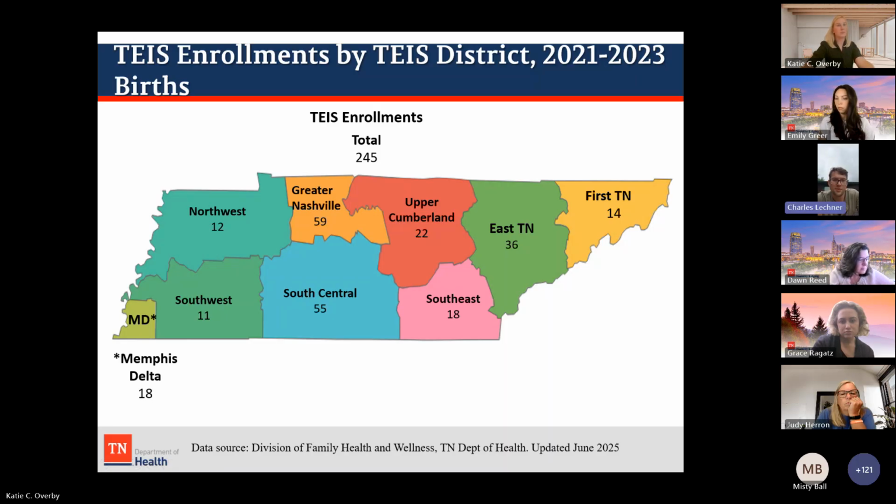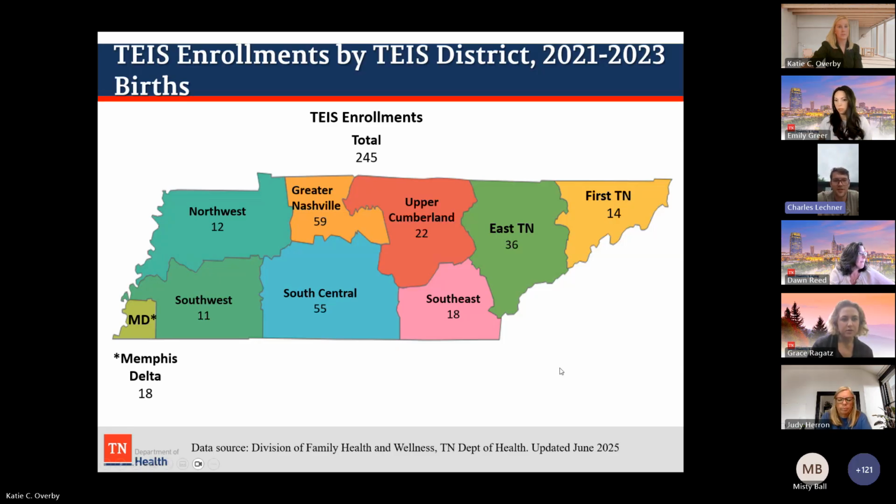So first up, we're just going to look at our enrollments, our raw numbers by the districts for 2021 through 2023 births. So on this map here, we're broken into our different districts, and we can see that the larger numbers are generally assigned to our more populated metro areas. So for the 3 years total, we have a little under 250 enrollments at 245. We see Greater Nashville with the most at 59, followed by South Central with 55, and East Tennessee with 36.